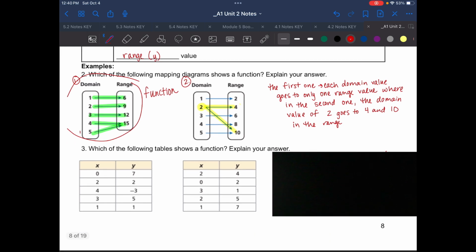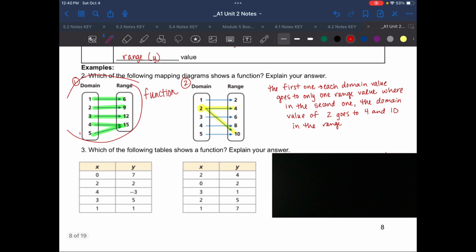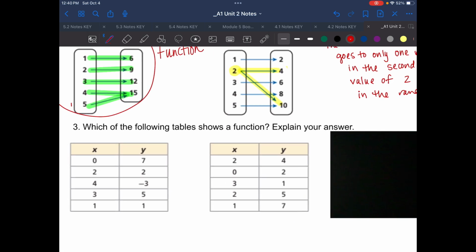Number 3, which of the following tables shows a function? Explain your answer. This is another way of representing a function, but remember, a table of values is just a list of points. We have in each table 5 points. Your x values, that's where you're going to find your domain. Your y values, that's where you're going to find your range. I want you to pause here and think about whether it would be number 1 or number 2 that is a function.